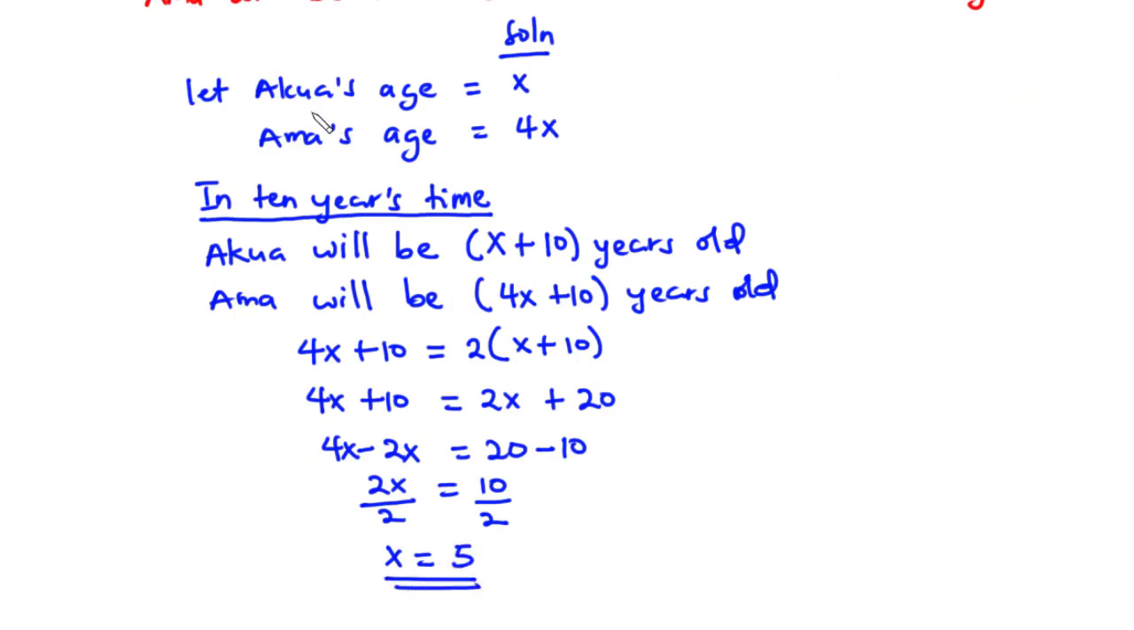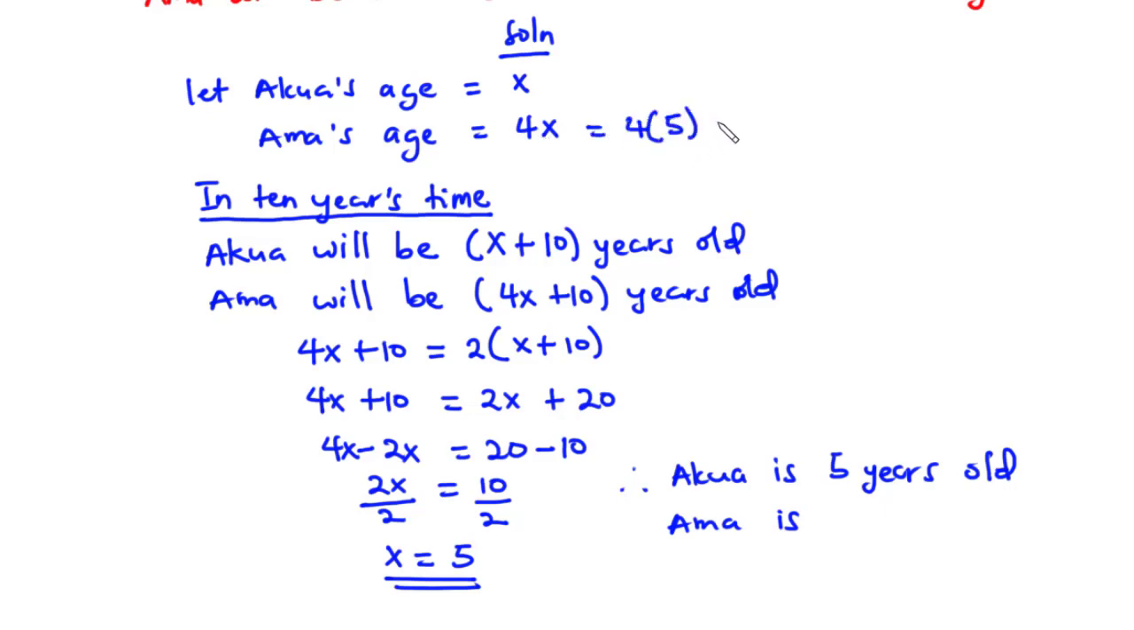Now we said that Equia's age is x. Therefore, Equia is 5 years old. And then Amma is, now Amma is 4x. So this is equal to 4 times 5. And this gives us 20. So we can say that Amma is 20 years old.